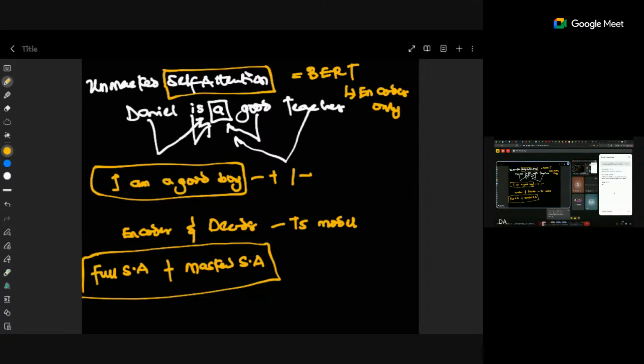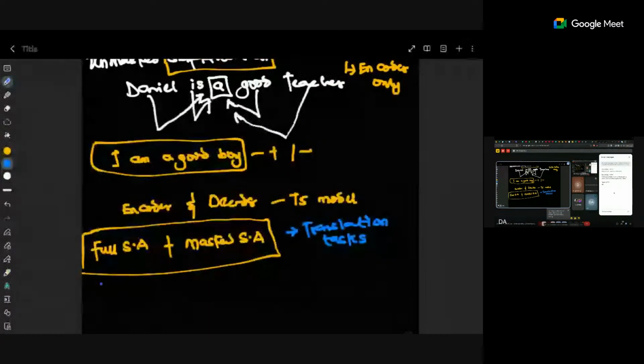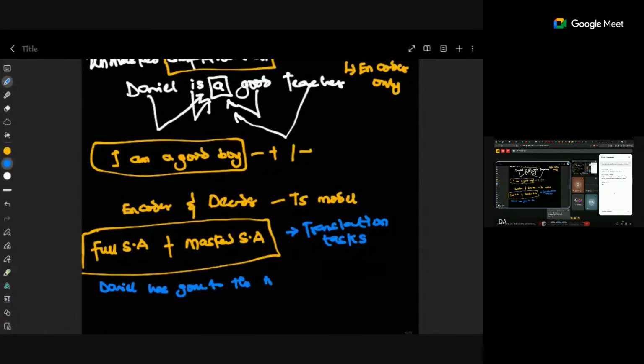Now, a use case where this really is important is translation, right? Translation tasks. Mostly when you're trying to do language translations, you have to first of all understand the meaning of the sentence before even generating it one token at a time. So if I'm trying to say "Daniel has gone to the market", this is English. "Daniel ti lọ sí ọjà", this is Yoruba.